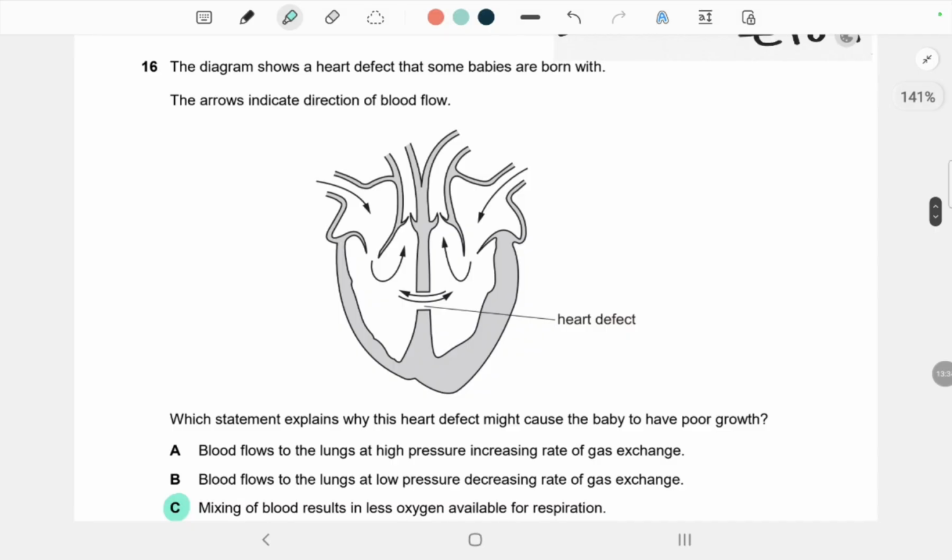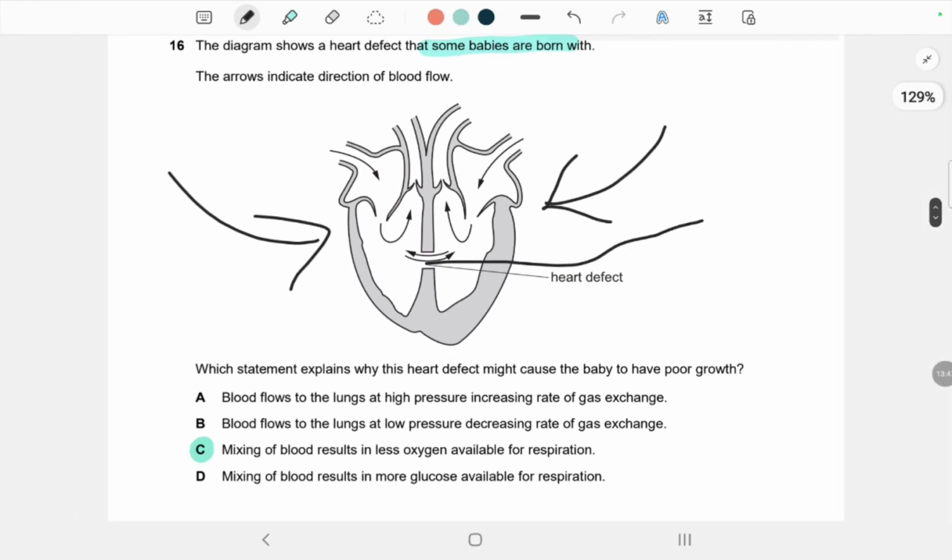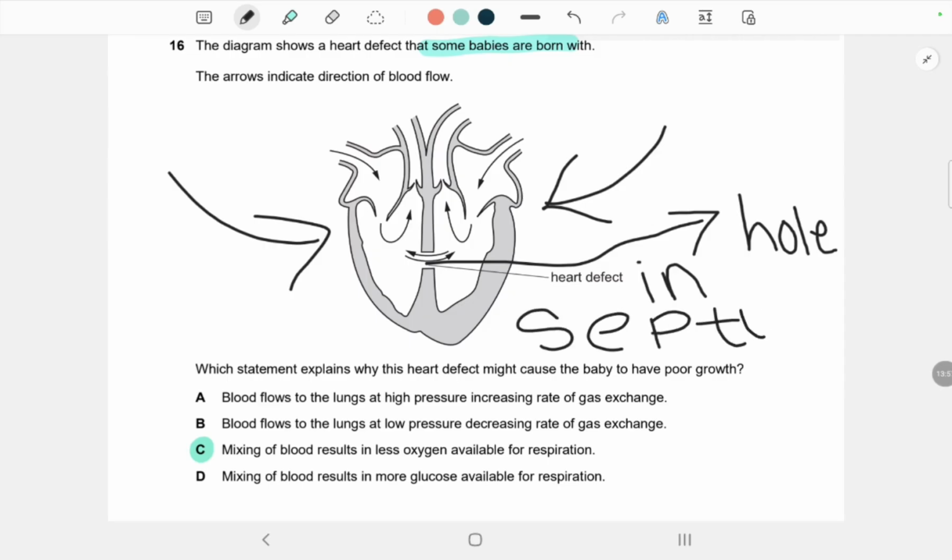Question 16, the diagram shows a heart defect that some babies are born with. As you can see illustrated in this diagram, there is a hole in the septum. Actually, the answer to this question was repeated once in a paper 4, in a February March paper 4, so just in case you don't know about it at all, it has been repeated in a paper 4 before.